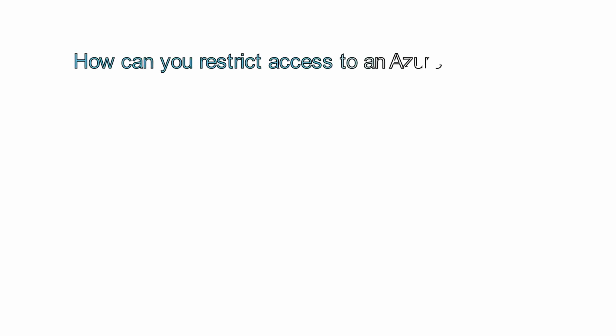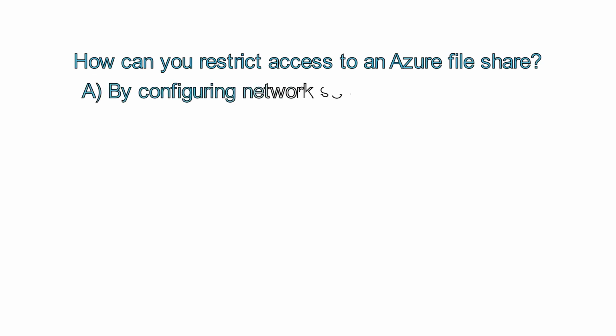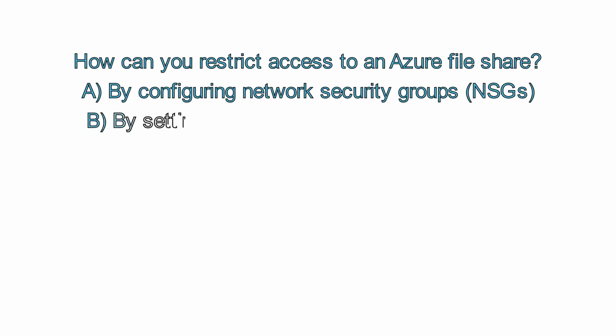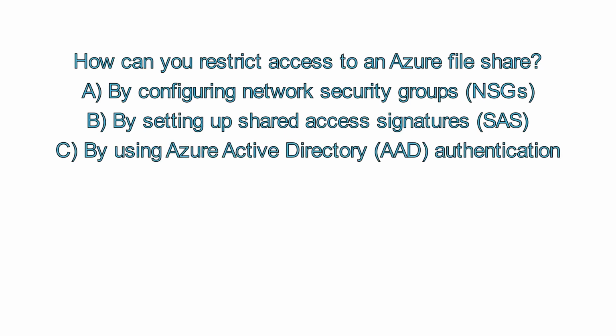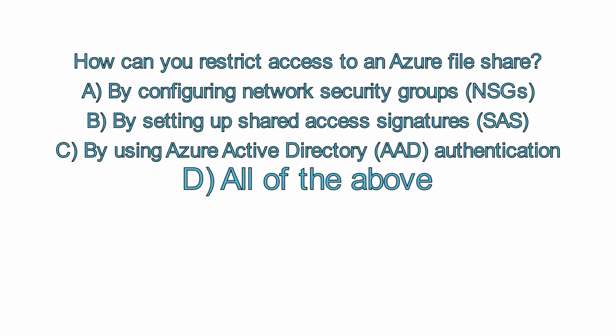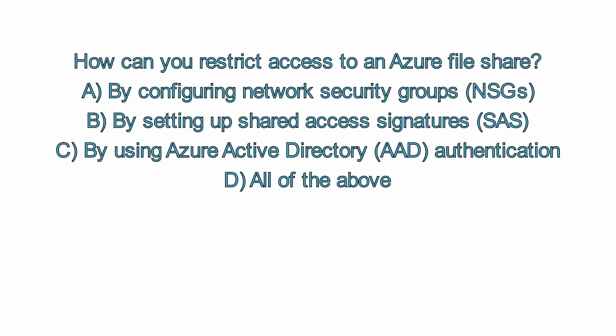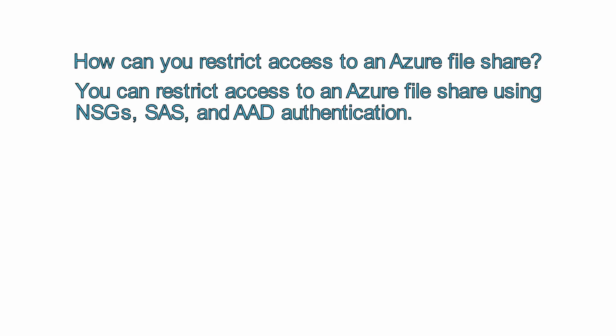How can you restrict access to an Azure file share? A. By configuring network security groups, NSGs. B. By setting up shared access signatures, SAS. C. By using Azure Active Directory, AAD authentication. D. All of the above. The correct answer is D. All of the above. You can restrict access to an Azure file share using NSGs, SAS, and AAD authentication.